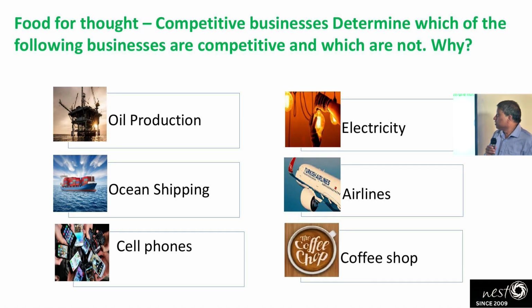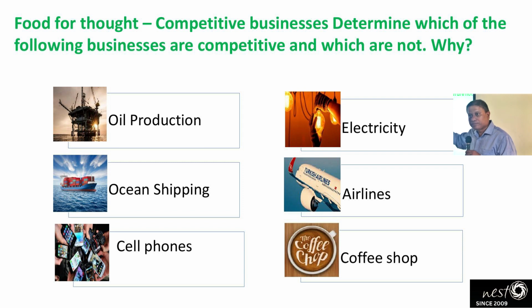Let us understand competitive business. Determine which of the following businesses are competitive and which are not. Why? I have given you a few examples of such sectors. One is oil production. Do we have competition in oil production? Probably yes. But how many competitors are there? Very few. Why? Because oil production is a capital intensive industry. Now, if I wanted to start a bank, I cannot. If I want to start oil production, I cannot. But if I want to start a small restaurant, it is possible.